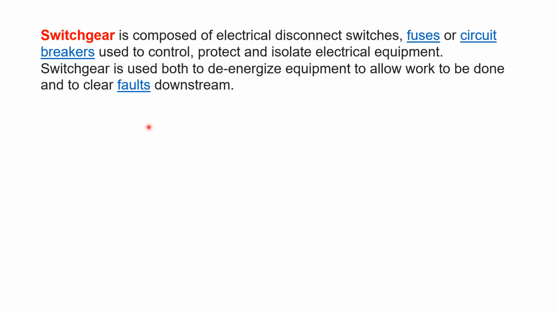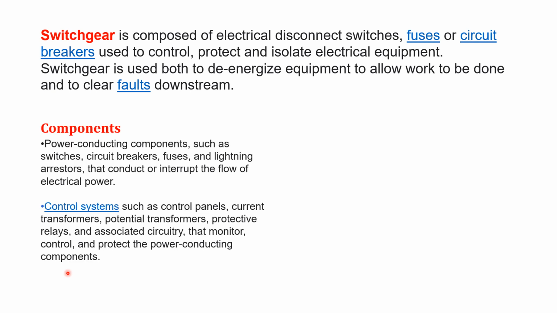So now, the switchgear is composed of electrical disconnect switches, fuses, or circuit breakers used to control, protect, and isolate electrical equipment. Switchgears are used both to de-energize equipment to allow work to be done and to clear faults downstream. Any faults can be tripped at our feeder.